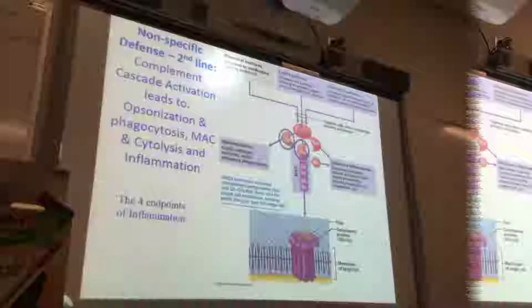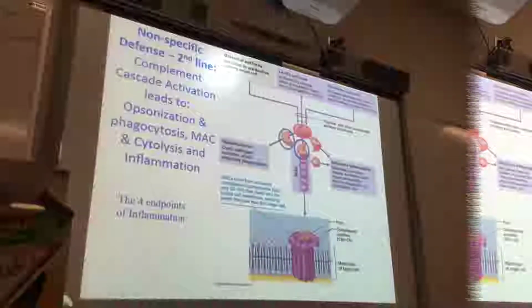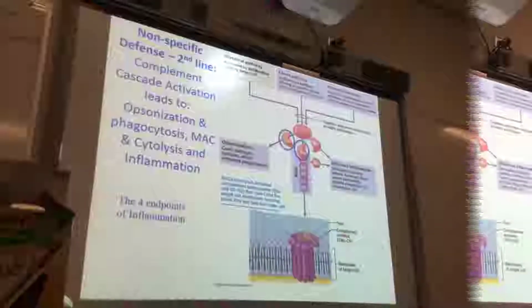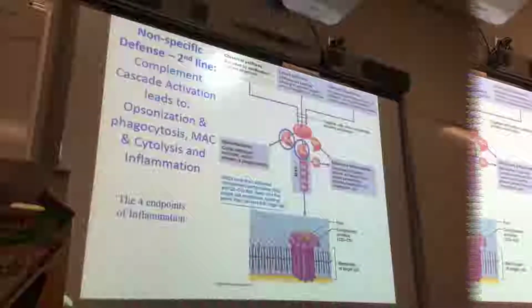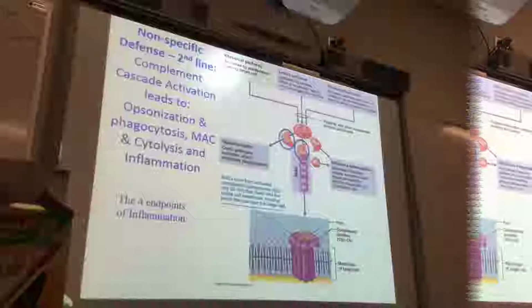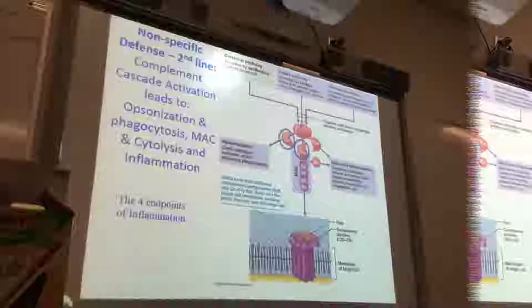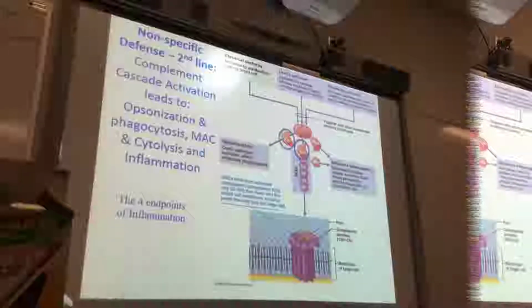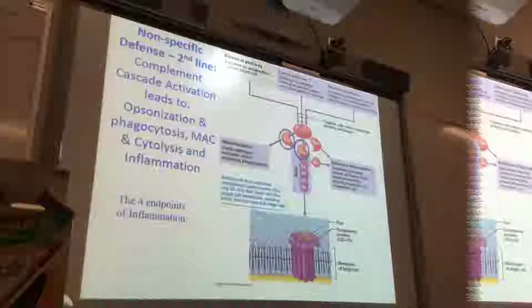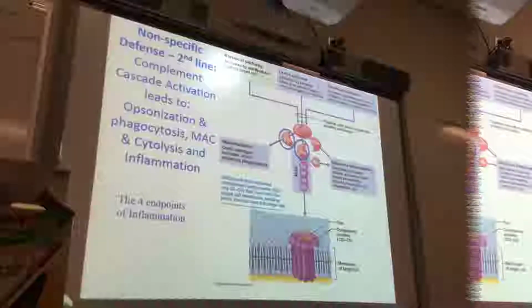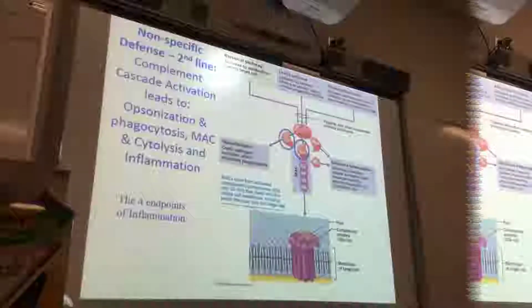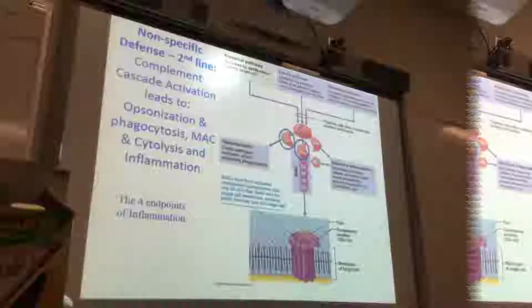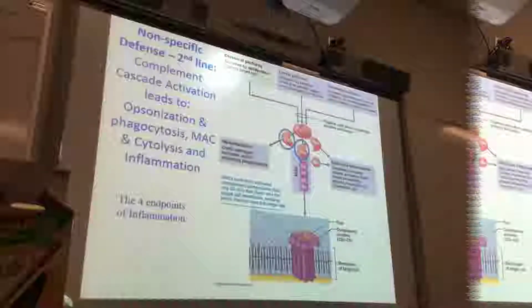These activated complement proteins can do two things that I want you to know for the exam. One thing the complement proteins can do is they can opsonize pathogens. So you can coat a bacterial cell with these complement proteins. What happens to the bacterial cell if it gets coated with complement proteins? It looks yummy to phagocytes. Yeah, to the phagocytes.